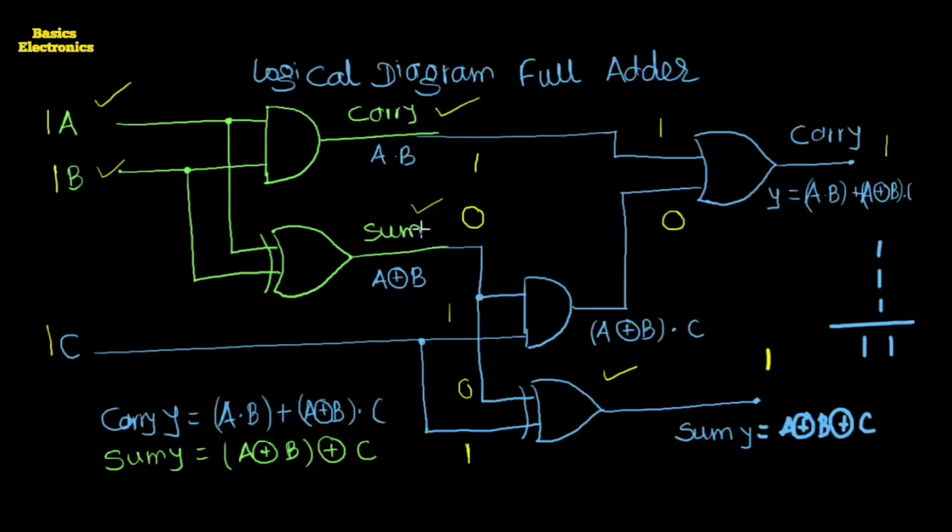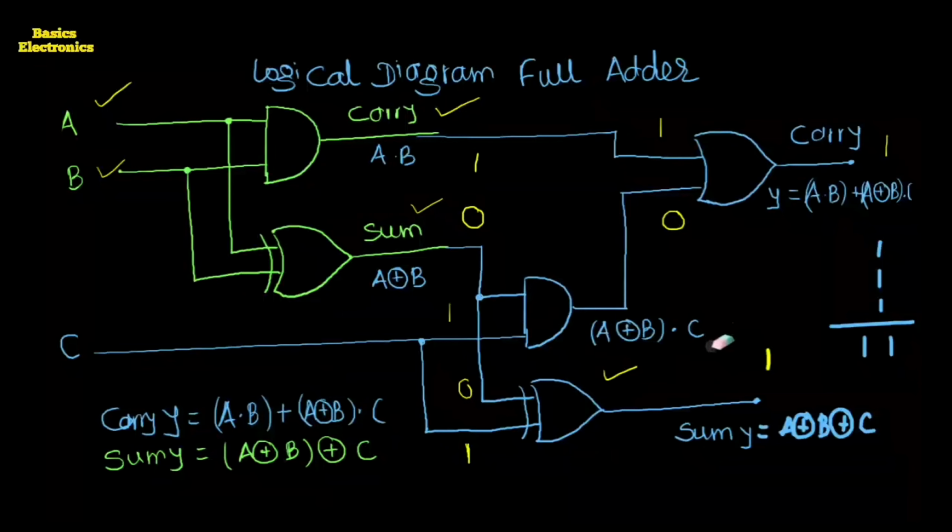The sum output is applied as an input to the second half adder along with the C input, and the carry output is applied to the OR gate to obtain a final output, and here the final output is the carry output. Then we apply the sum output to the second half adder, and the second half adder produces the 2 outputs. One output is the sum output and the second output is the carry output.